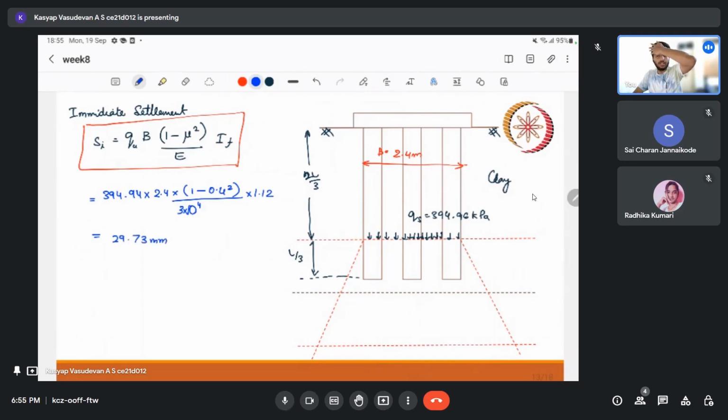So we have initial immediate settlement. Then what do we have? We need our consolidation settlement. That's why we have this 2:1 thing. This is a 30 degree, that is why it's 2:1. And we know that the influence zone for settlement is 2B. 2B will be 4.8 meter, and we will check the overburden pressure at the middle of the influence zone, the clay layer which is subjected to settlement.